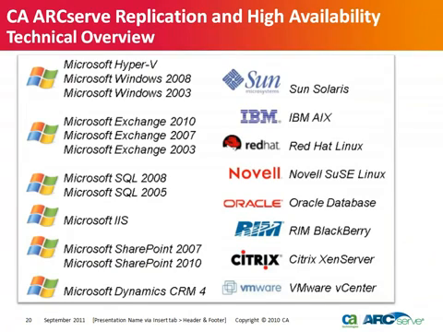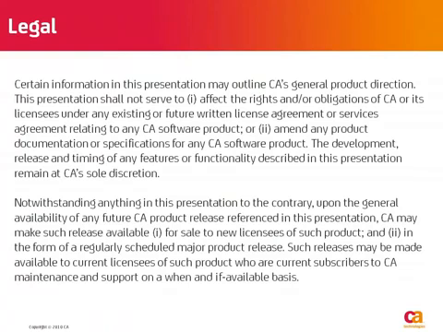Here you can see the list of latest operating system and application versions which ARCserve Replication and High Availability R16 adds support to. This even includes VMware's vCenter Server 4, Red Hat Linux 6, Oracle Solaris 11, and AIX 7.1. This presentation is now complete.